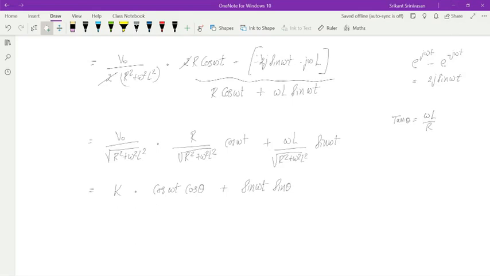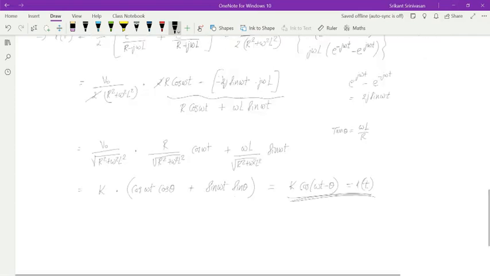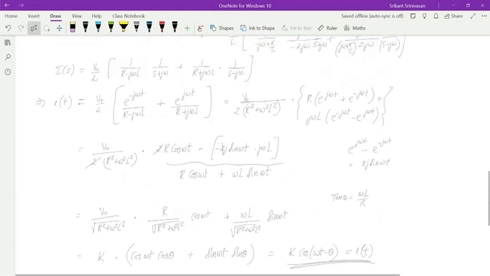Okay. So this is basically some k cos omega t minus theta. This is I of t. Okay. So just look at this. We can stop here. So basically I of t is k cos omega t minus theta.